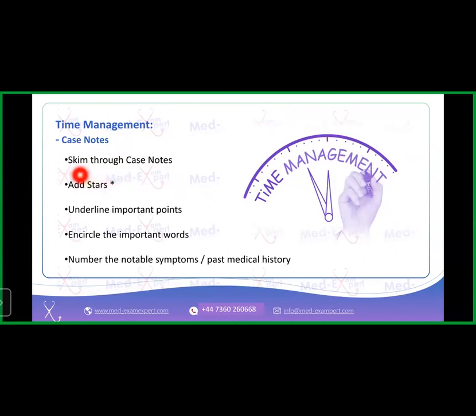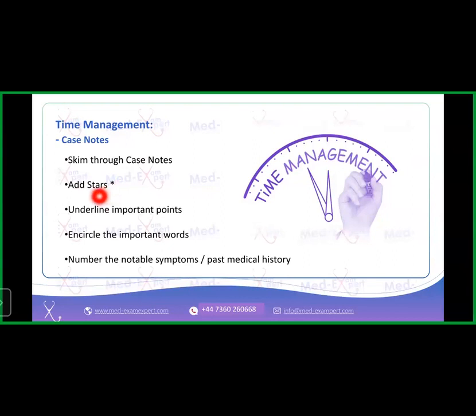So the important thing is you have to skim through the case notes. Skim means you have to read it superficially. First of all, you have to catch those phrases, those headings, and the presentations or complaints the patient is going through, and many other things like past medical history. Then you have to see what type of letter it is.